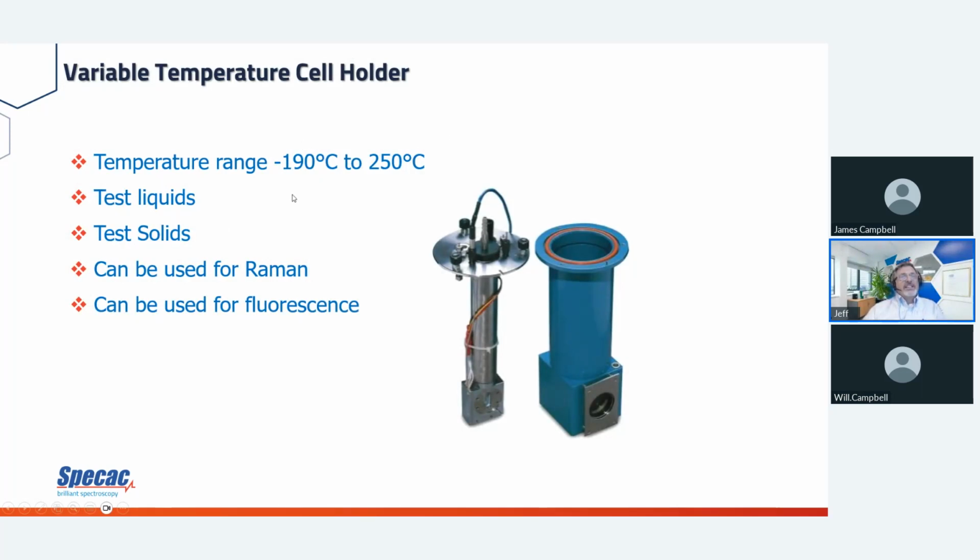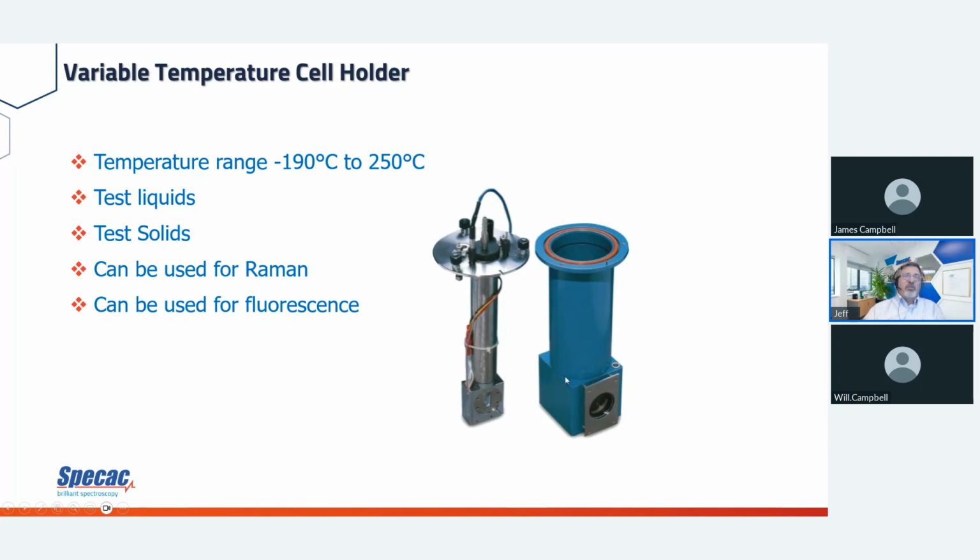The variable temperature cell ranges from minus 190 to 250. That's cold. You know, to get down to that temperature, you're using liquid nitrogen. So you can do tests with liquids and solids. Now, when you go to Raman and fluorescence, you need the blue chamber to be different.